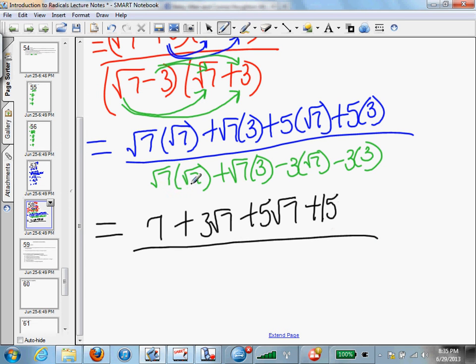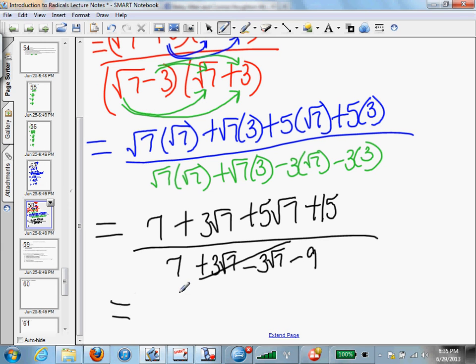And that's all going to be over: square root of 7 times square root of 7 leaves you with just 7. We're going to have 3 times square root of 7 is 3 square root of 7. Negative 3 times square root of 7 is negative 3 square root of 7. And a minus times a positive is a minus. 3 times 3 is 9. If you see these right here, we'll go to 0.